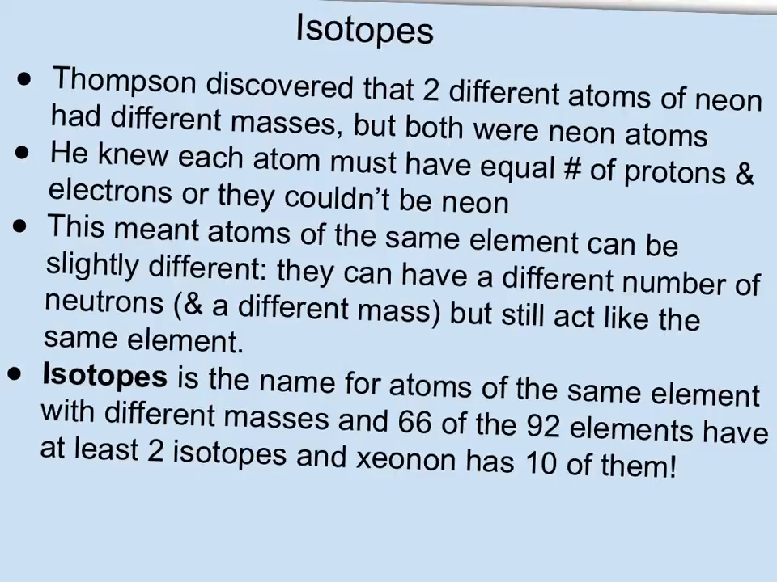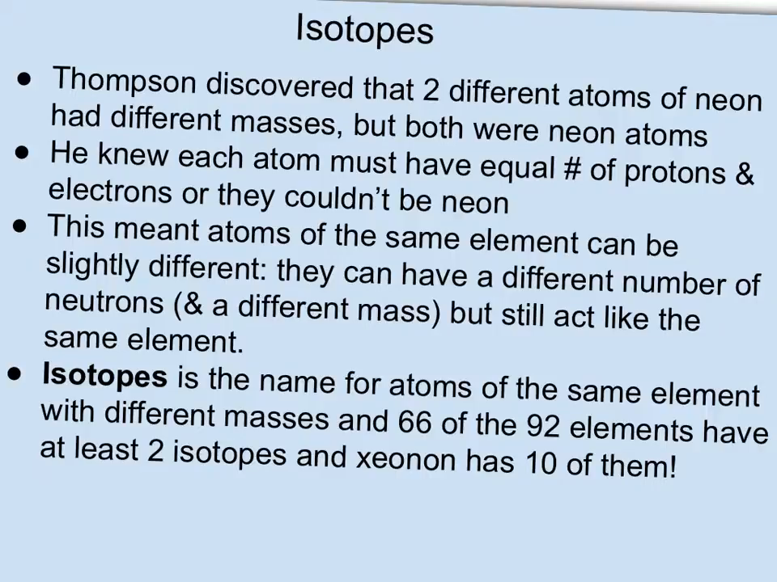So then it wasn't a big surprise when Thomson discovered that two different atoms of neon had different masses, but they were both neon atoms. So he knew each atom must have an equal number of protons or electrons, or they wouldn't be neon. And if you look at your periodic table, neon is number 10, so any atom with 10 protons is going to be neon. And because it was an atom, or neutral, he knew it also had 10 electrons. So if they had different weights, the only thing that could be different would be the neutrons.